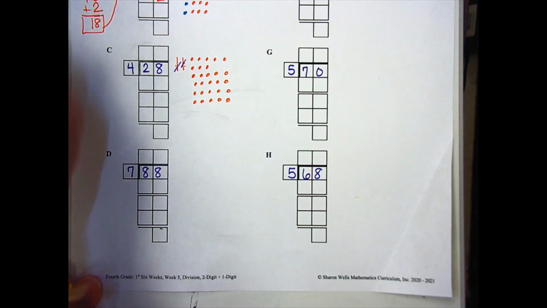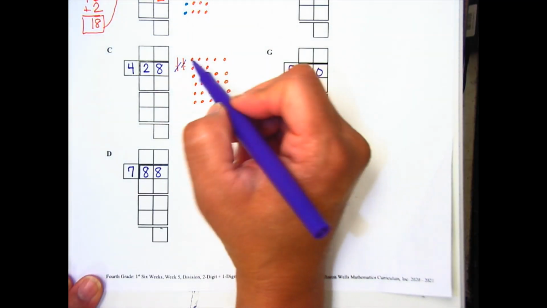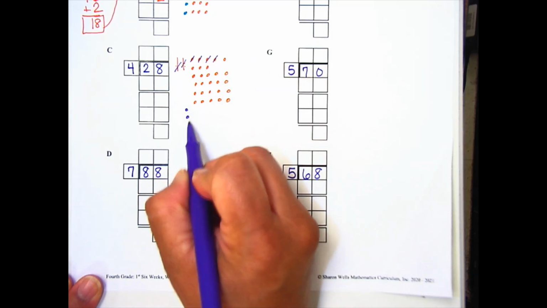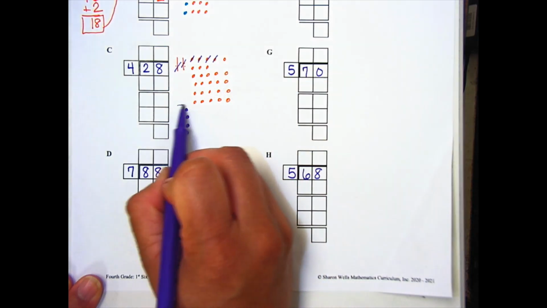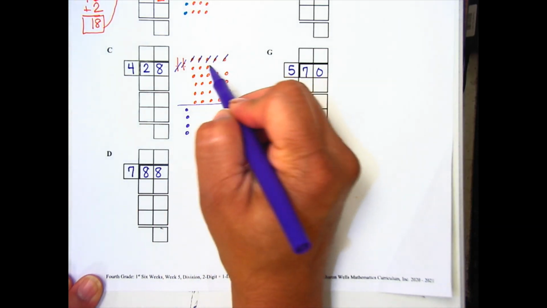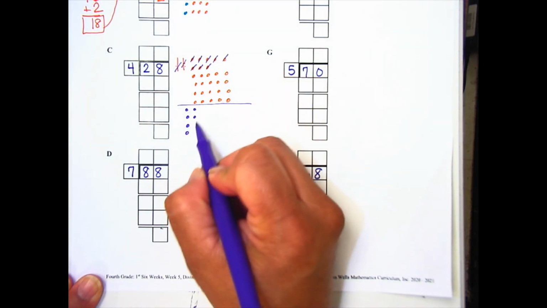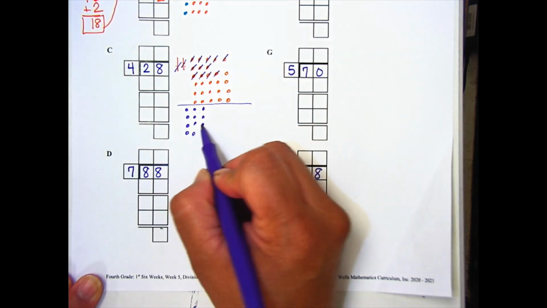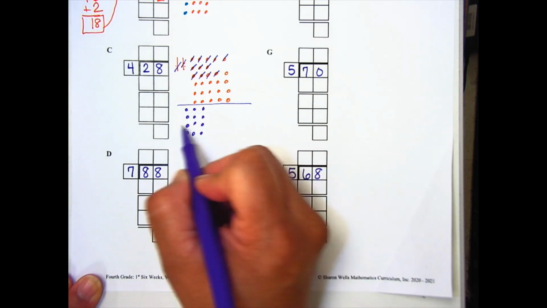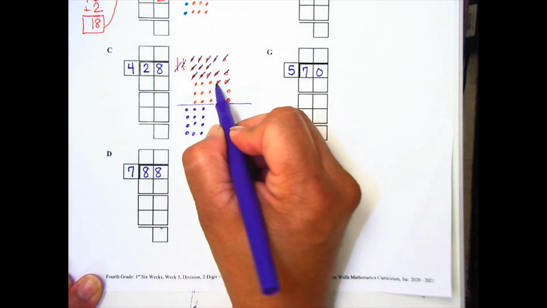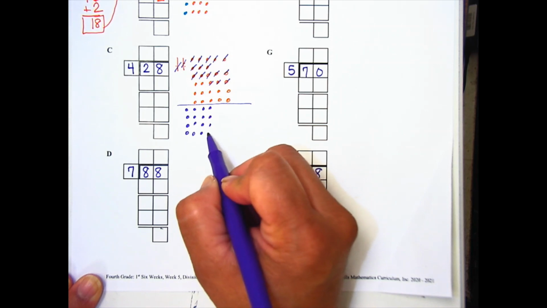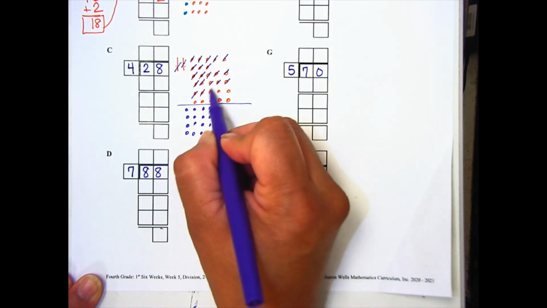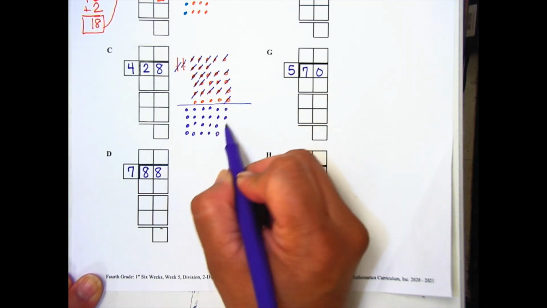Now I can divide these. Now I can divide them into 4 groups. 1, 2, 3, 4. So remember that down here is where I'm dividing. 1, 2, 3, 4. And let's see how many we can divide equally, and how many we'll get in each group. And my groups are going horizontal. 1, 2, 3, 4. 1, 2, 3, 4. 1, 2, 3, 4. And do I have enough?